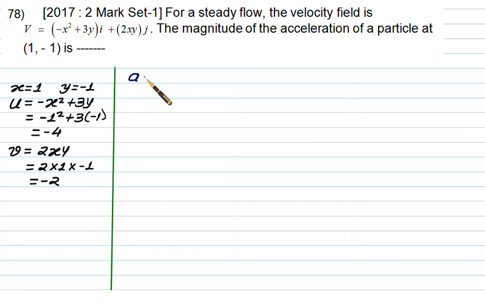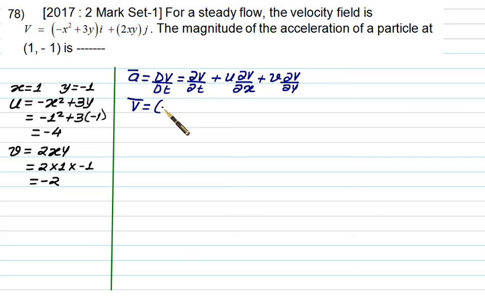So the material derivative of velocity gives acceleration: dv by dt, which equals del v by del t plus u into del v by del x plus v into del v by del y. So in one single step we want to calculate the acceleration vector a bar using this concept. The velocity component is already known to us: v bar equals minus x square plus 3y i plus 2xy j.